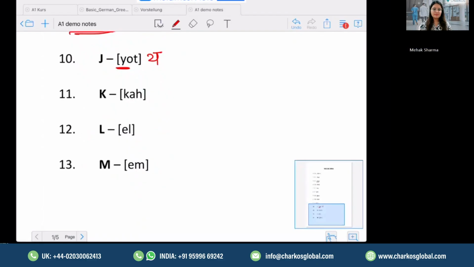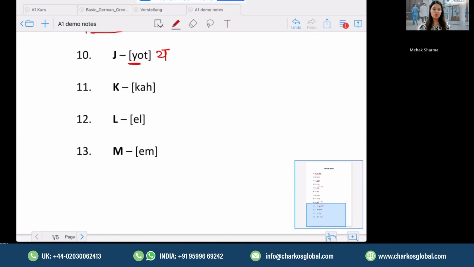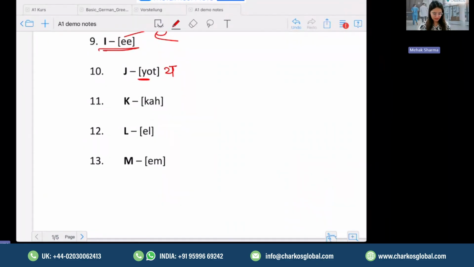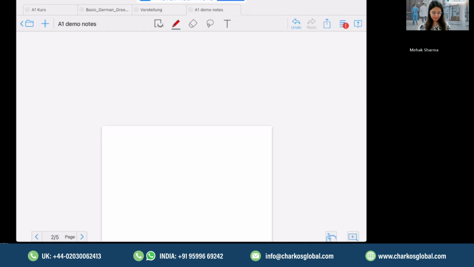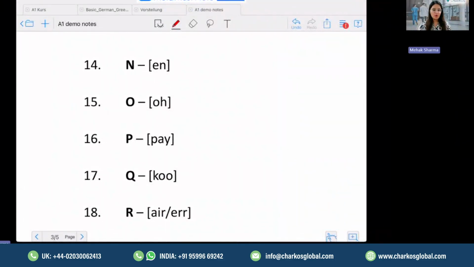Moving further, ka. Like we have done, H is ha, K would be ka. L, M, N, O, P. I'll show you just a moment. So L, M, N, O. Fortunately, we do not have any major difference from English. It's quite similar.